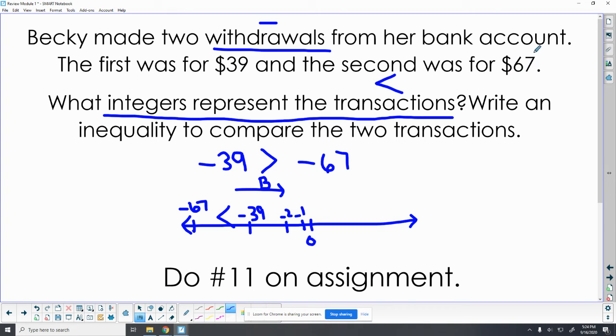So yes, she took out more money the second time, but she left her bank account with less money when she did that. So yeah, she got more money, but that number took out more from her bank account. So it's actually less than taking away $39. Kind of tricky to think about. So use that number line to think about what happened there. So go ahead and pause and do number 11 on your assignment.